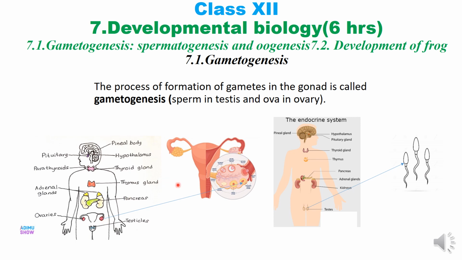is called gametogenesis. Likewise, the formation of gametes or sperms or spermatozoa, whatever you name it, inside this testis is known as gametogenesis. In very simple language, we can define gametogenesis as the process of formation of gametes in the gonad. During gametogenesis, two things will be formed: one, sperm in the testis in case of male, and the next, ovum or ova in the ovary of a female.